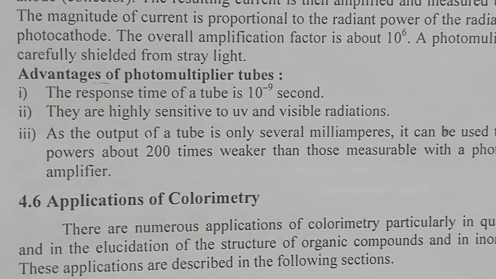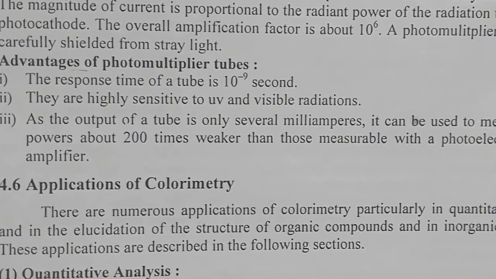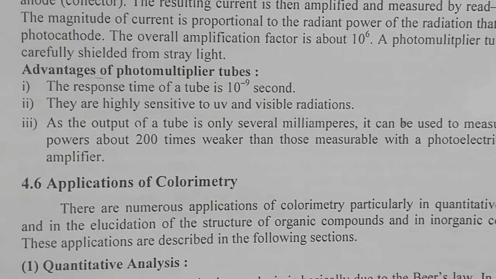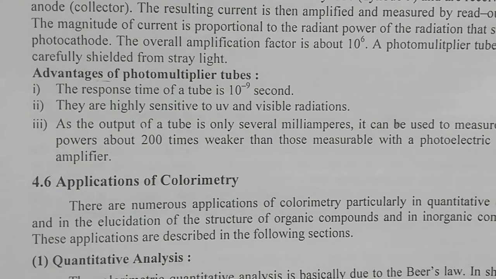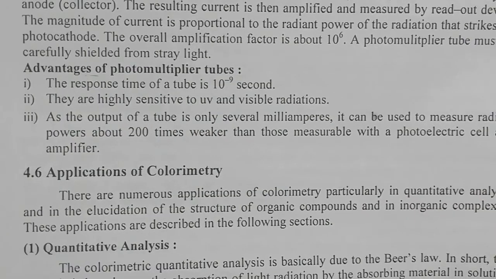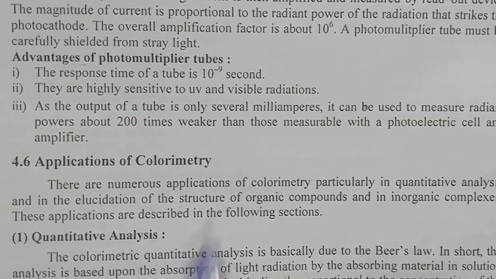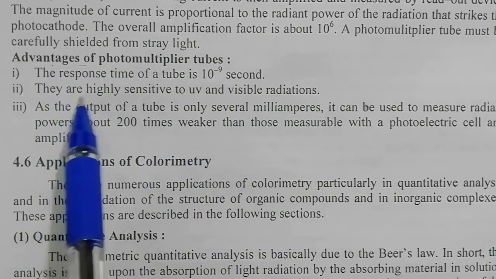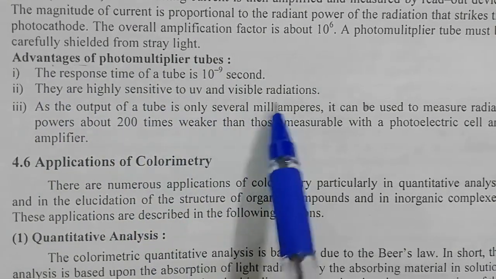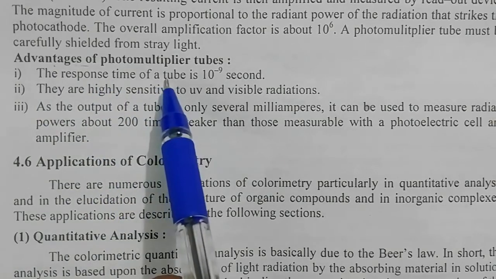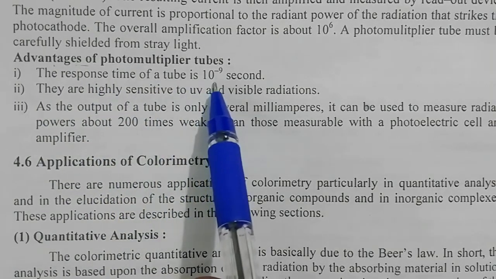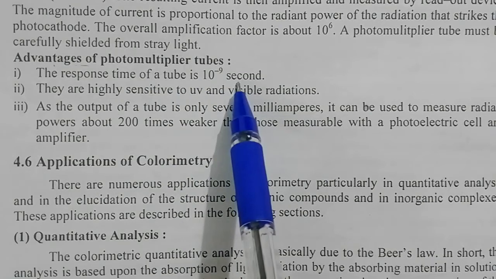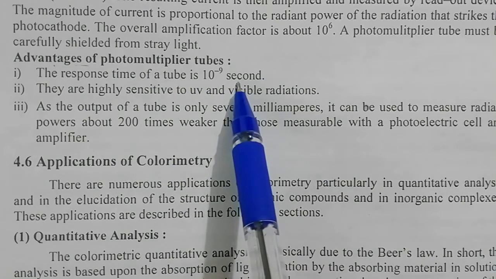The sensitivity of the photomultiplier tube is large, so a small amount of intensity can also be detected by using this photomultiplier tube. The first advantage is that its sensitivity is very high. It is highly sensitive to UV and visible radiations. The response time of the tube is 10 raised to minus 9 second, meaning as soon as radiation falls on it, it gives the immediate output of the current.